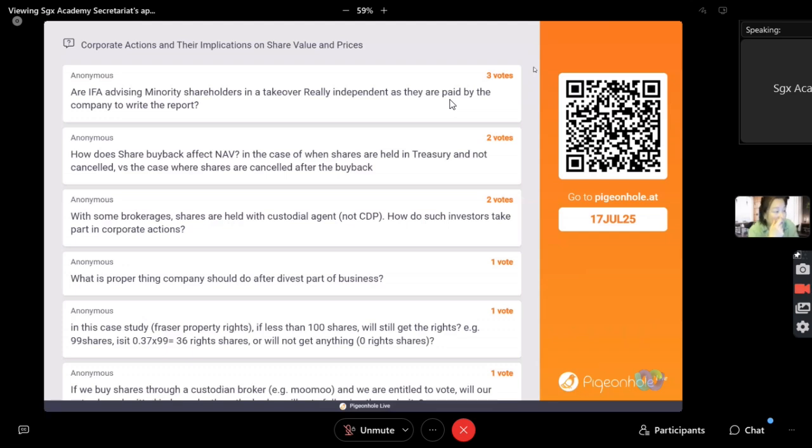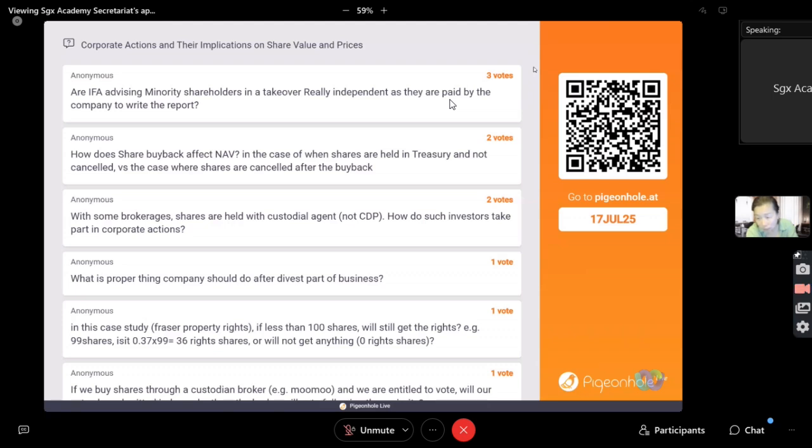How does share buyback affect NAV when shares are held in treasury and not cancelled? Okay, this is again what I've explained in the webinar. If you have 100 million shares in the company, and you do a share buyback and you do not cancel the shares, the 100 million shares are still 100 million shares. What happens is that the shares didn't disappear. Say the company bought back 10 million shares. It went from the cash account of 100 million into the capital account of 100 million in the balance sheet. They took the cash out, bought the shares, and then put it into the share capital account in the form of treasury shares.